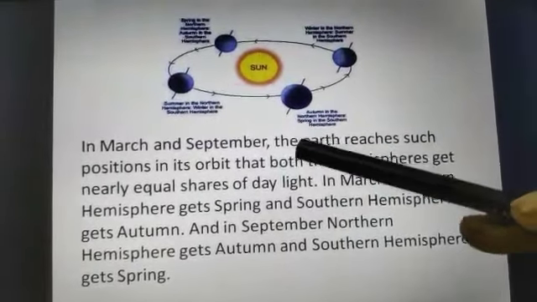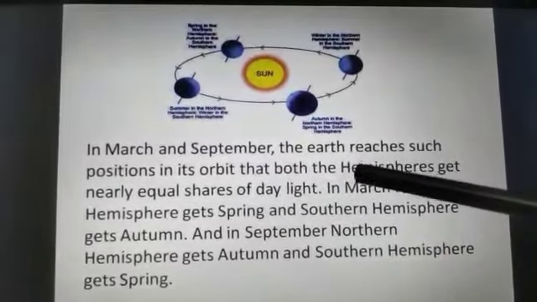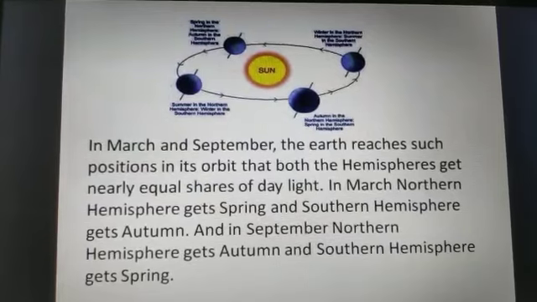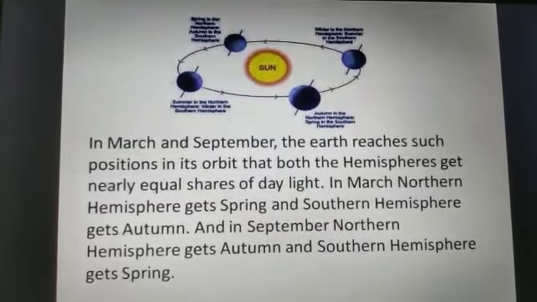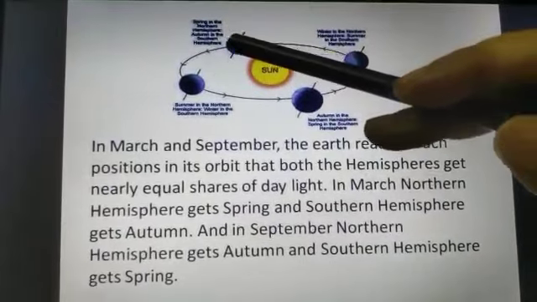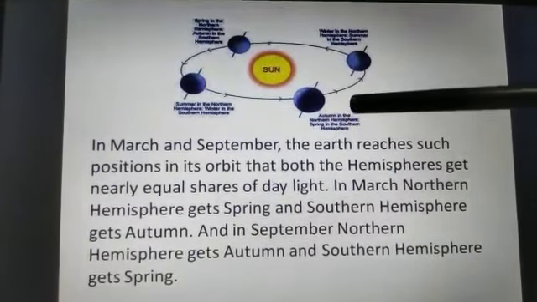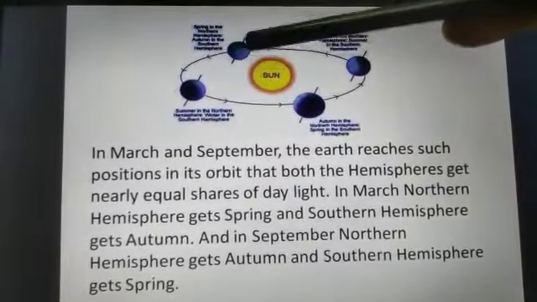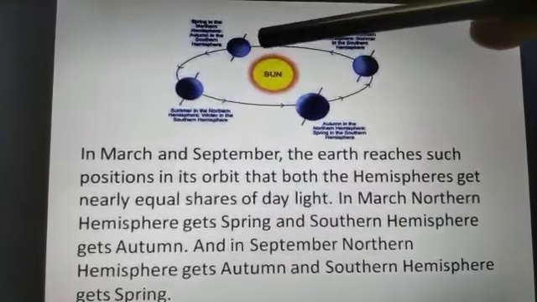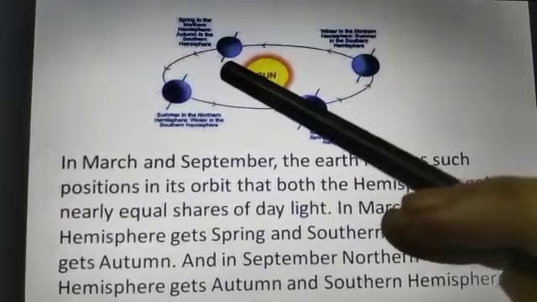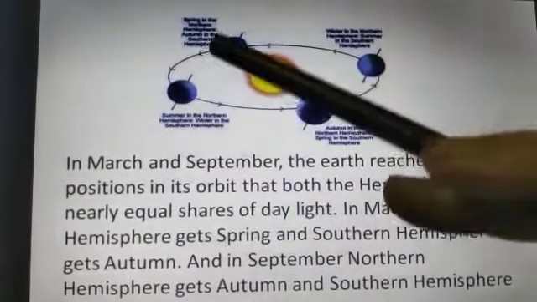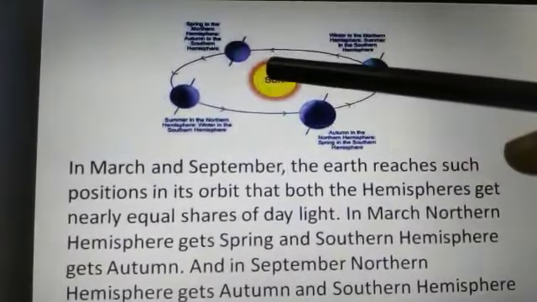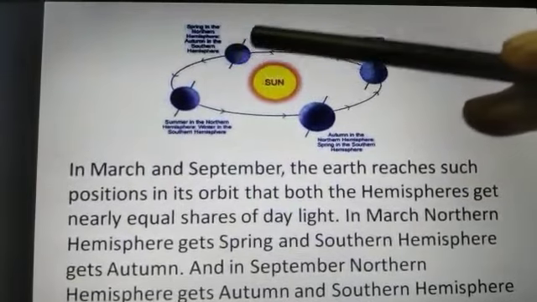Look at this picture. In March and September, the Earth reaches such positions in its orbit that both the hemispheres get nearly equal shares of daylight. In the picture, it is in the month of March and it is in the month of September. Now, in March, both the hemispheres, that means the northern hemisphere and the southern hemisphere, get nearly equal shares of daylight.